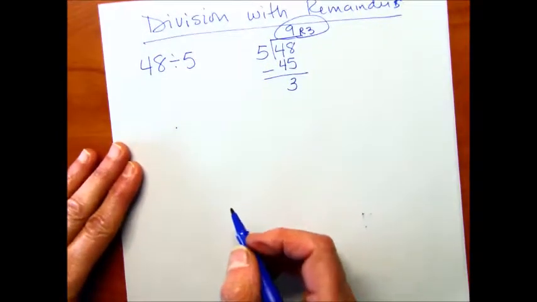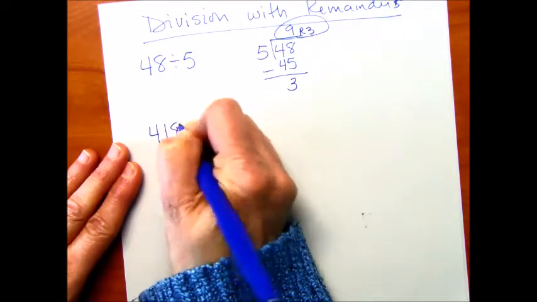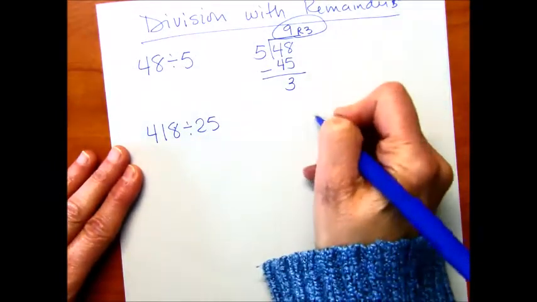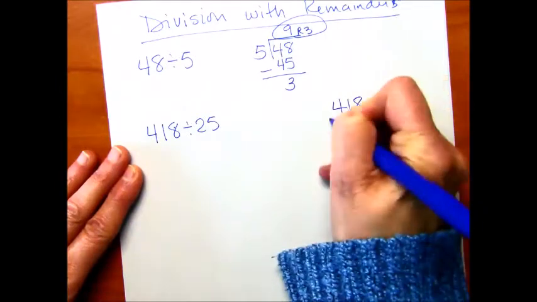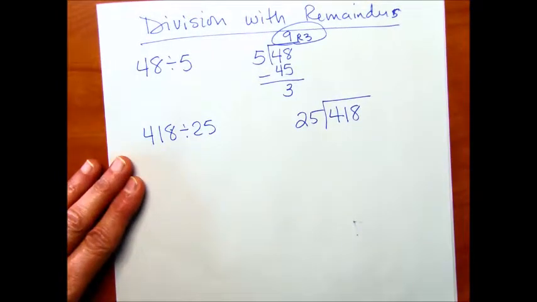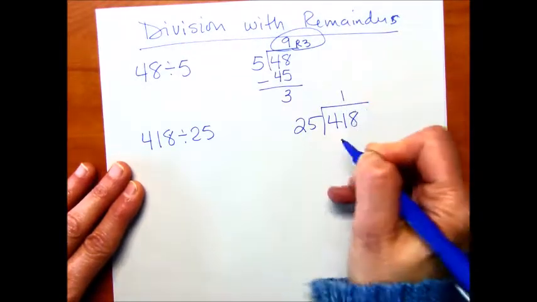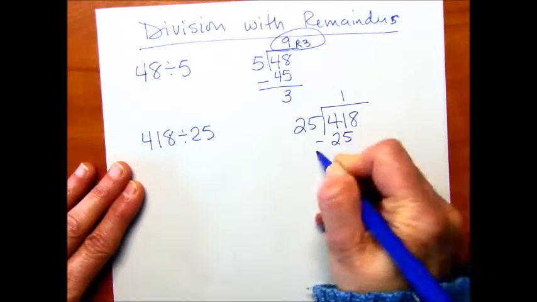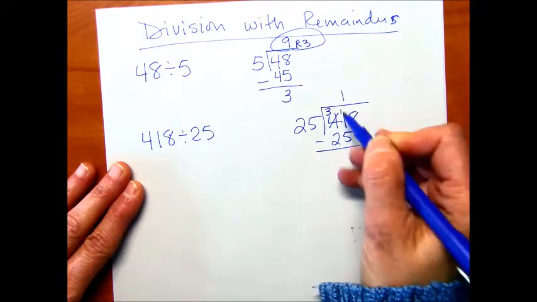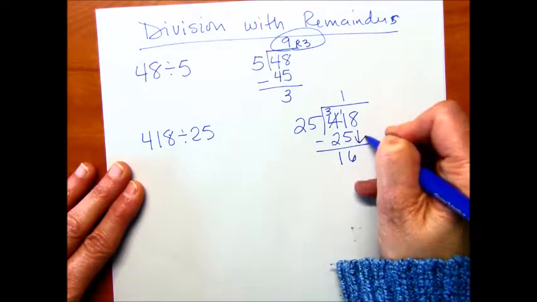Let's do another one. Let's do one where we have a 2-digit divisor. So 418 divided by 25. And I'm going to rewrite it here. 418. Okay, so 25 doesn't go into 4, but it does go into 41 one time. 25. I'm going to subtract. I have to do some borrowing here, and then subtracting 6 and 1, and then I'm going to bring down that 8.